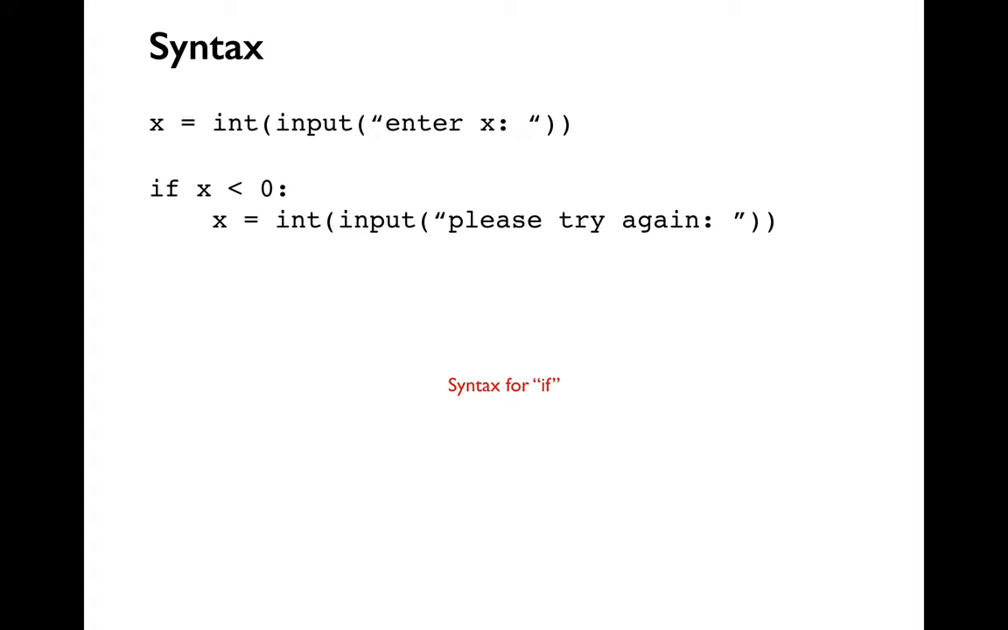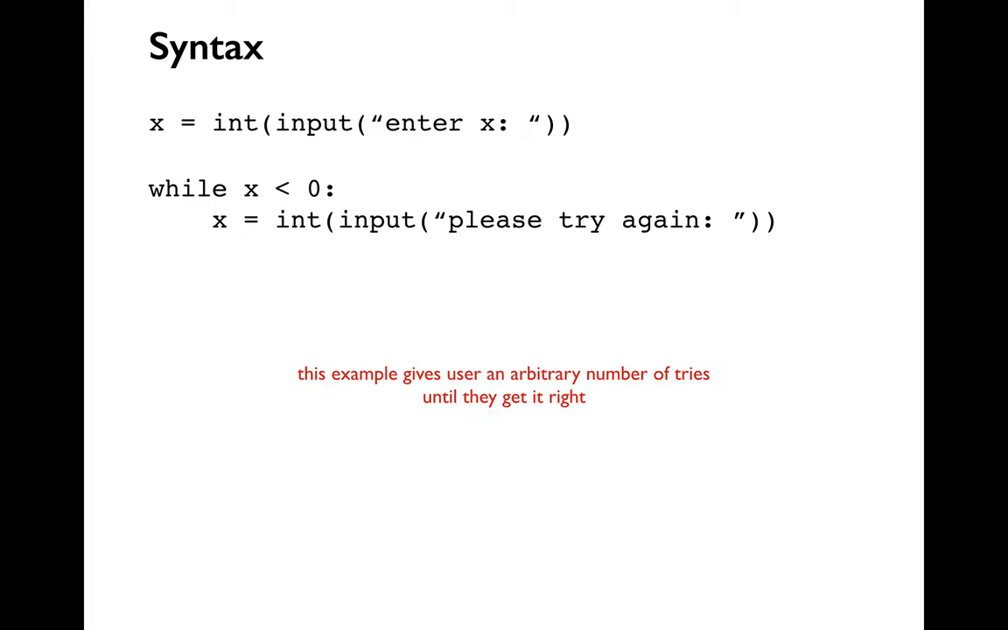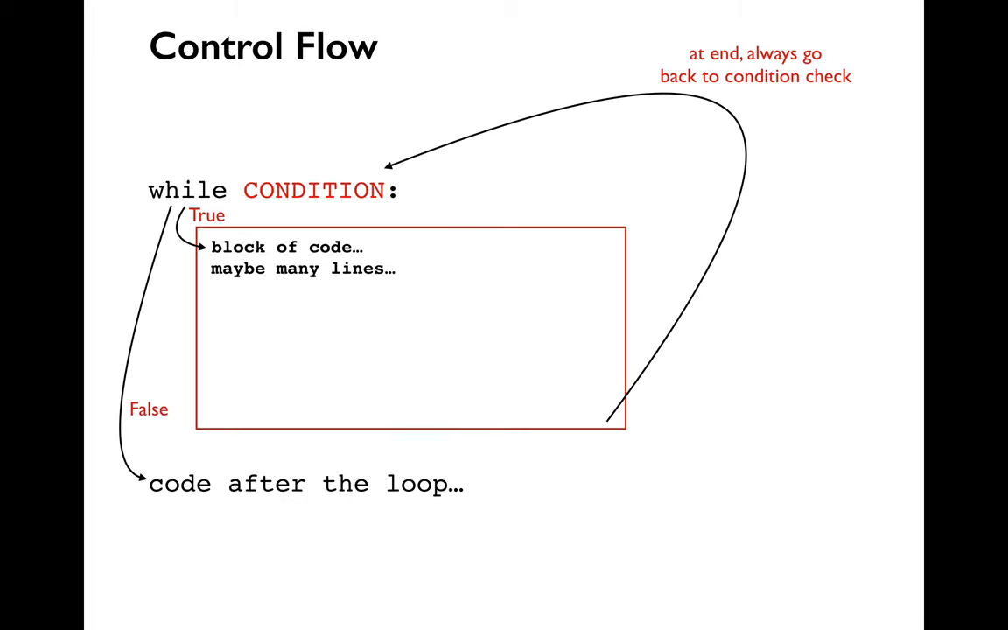If we want them to keep trying until they get it right, it's actually very simple. We can just replace the word if with while, and that means we'll keep going back to that, checking it again and again until we actually get an x value that works for us. Okay, so this will give them an arbitrary number of tries. Let me just show this flow in one more way.